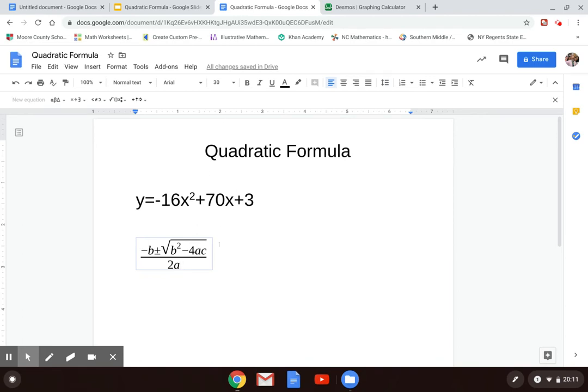So we need to remember now, when I have any kind of quadratic function, this is my a value right here, this is my b value right here, and this is my c value right here. So all we're going to do is substitute all of these numbers into this formula that I've given you, and we're going to solve it to find out the points where the baseball would be hitting the ground.